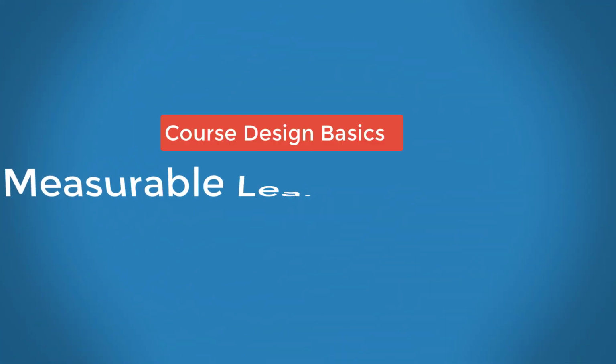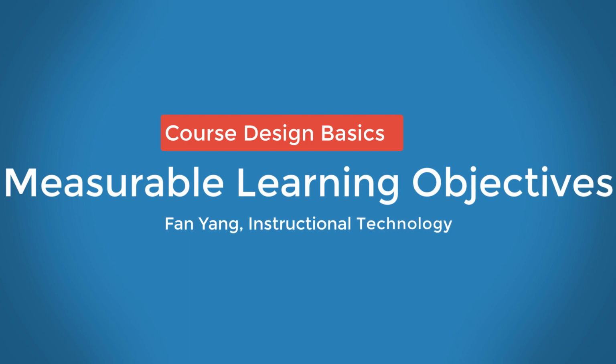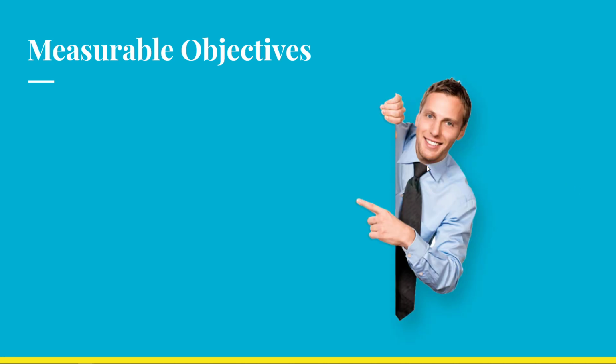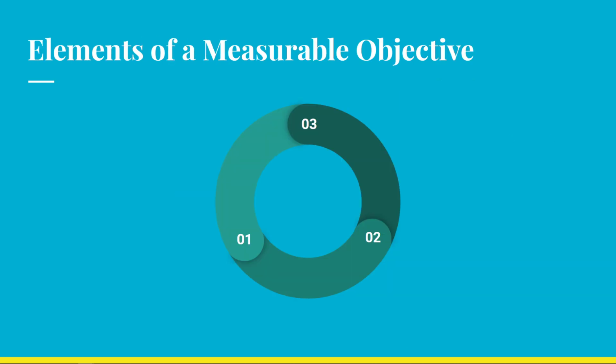In this video, I will explain the concept of a measurable learning objective. Let's get started. When we talk about measurable objectives, we're referring to the observable actions that learners demonstrate during their learning processes. The first consideration of writing a measurable objective is to use an observable verb.